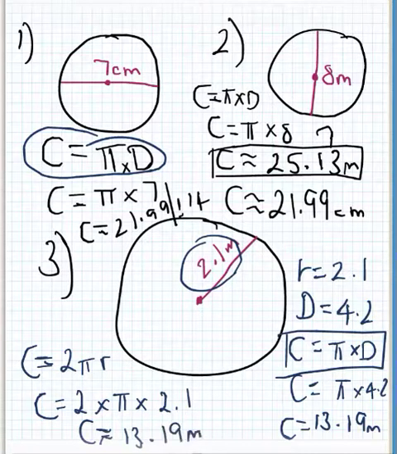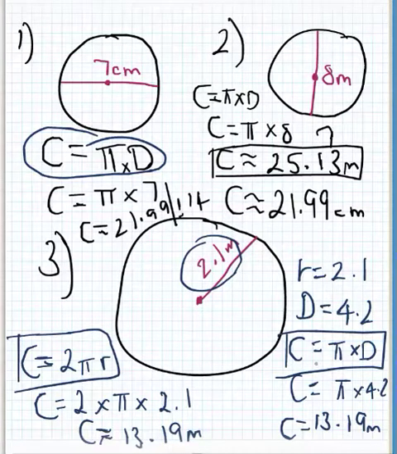13.19 as well. And you can see how using this formula or the other one, it doesn't really matter because you're actually doing the same thing. But just be careful. If you're given a radius, you either double it and use this formula or just use this formula here. Okay, so we'll just go through some important points that we've covered.